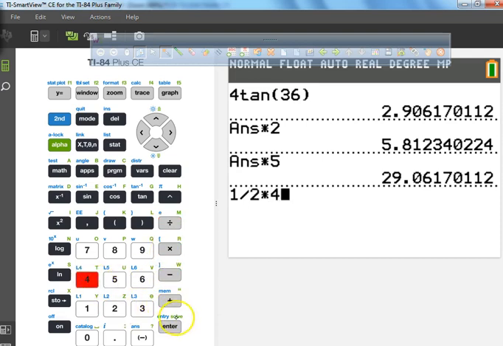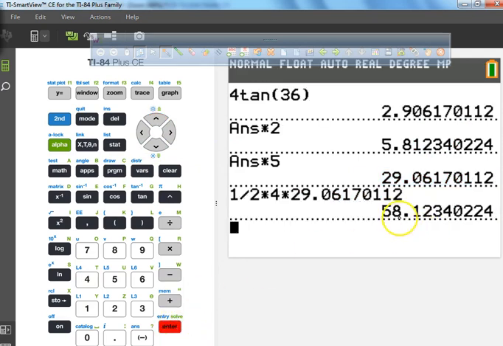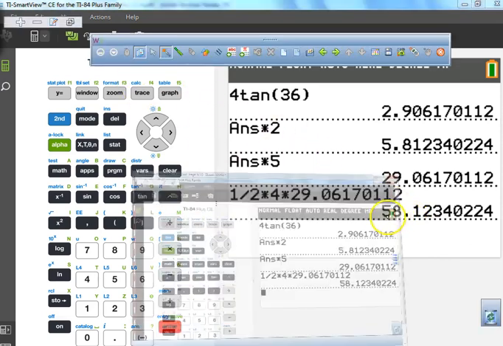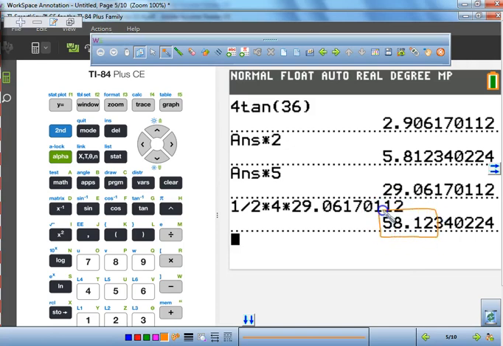1/2 times 4, which is 2, times what? The whole enchilada right there. What does that represent? That's the area of the pentagon. So I'm going to cut that off right there. 58.12.